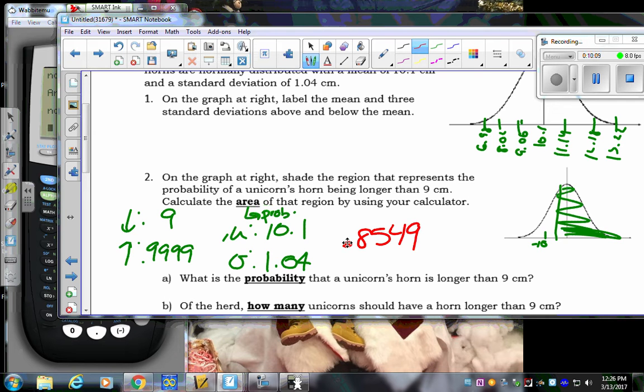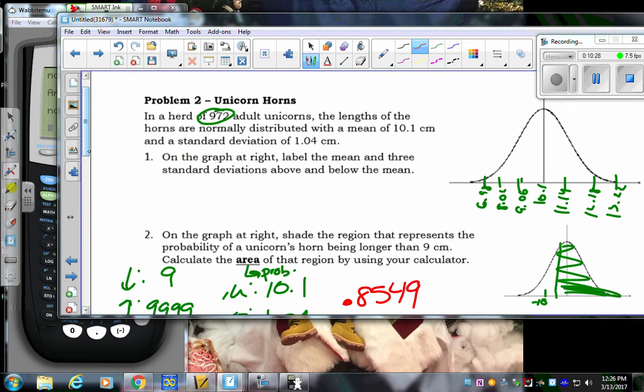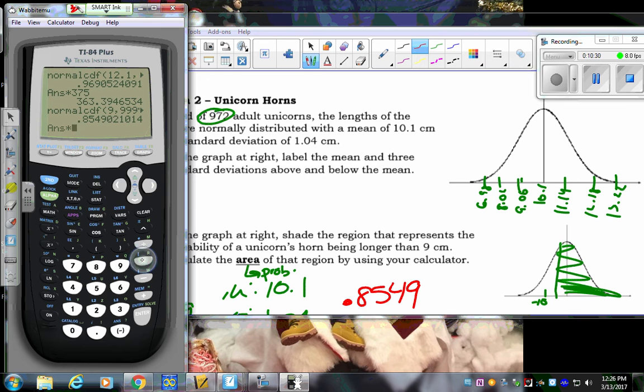The next problem says, what's the probability? I'm asking you the same thing. You don't need to redo the work. I just want to make sure you realize that area and probability are the same thing. Of the herd, how many fall into the situation? So I'm going to take that decimal and multiply it by 972. Where did I get 972 from? It told me at the beginning of the problem there's 972 unicorns in that herd. There's a lot. So about 830 unicorns.